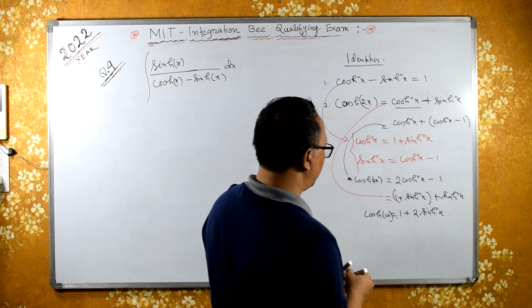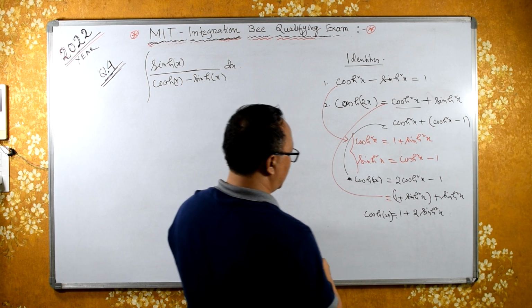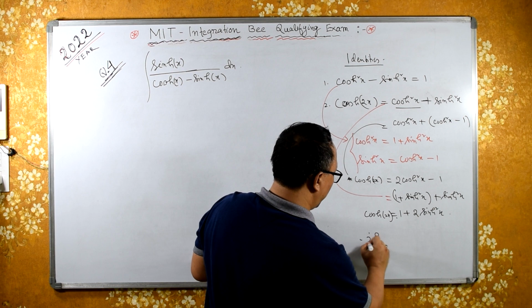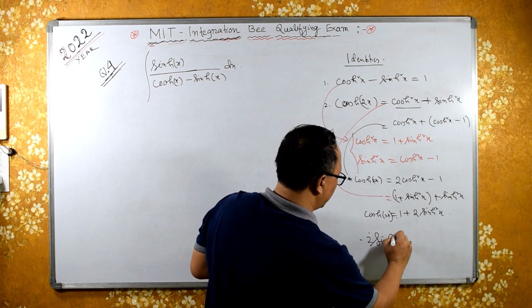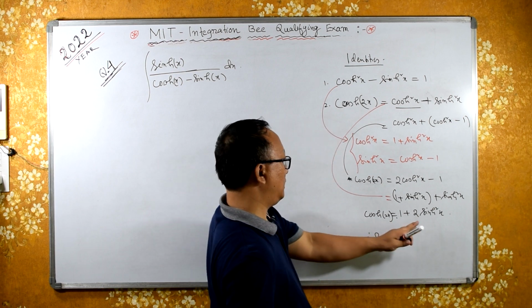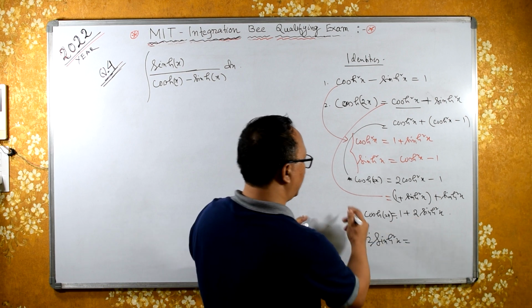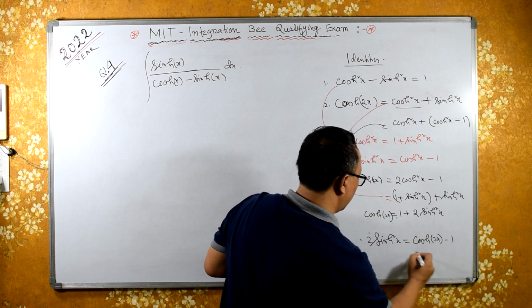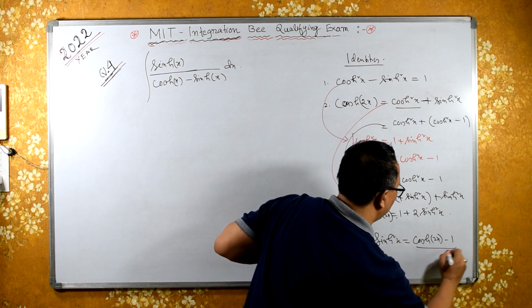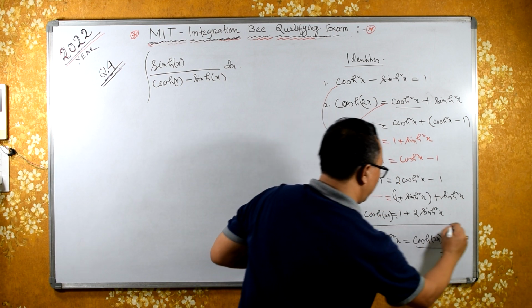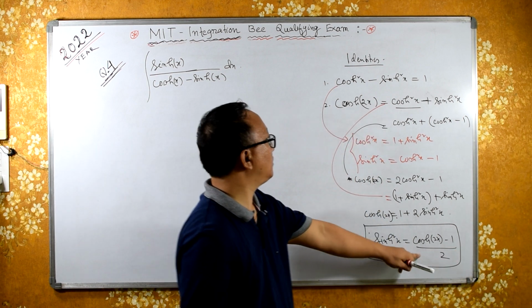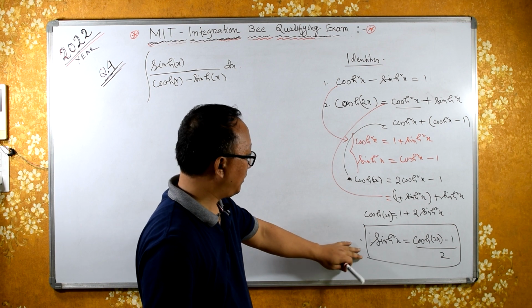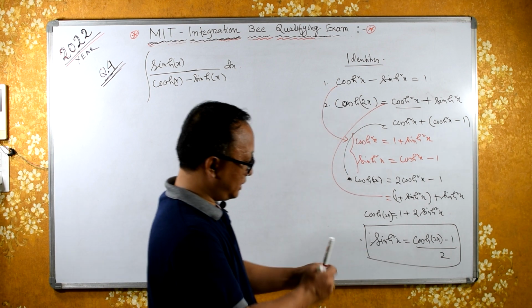From here you can find sinh square x: twice sinh square x equals cosh of 2x minus 1. You send the 2 down here. Therefore sinh square x is this. Similarly you can find cosh square x. All this is required over here.